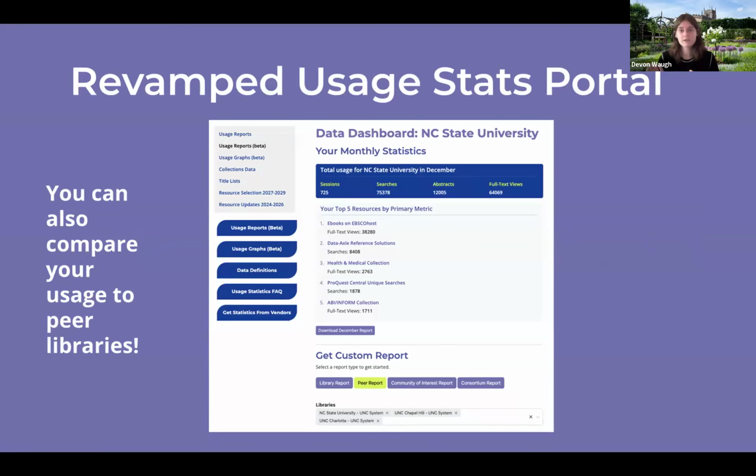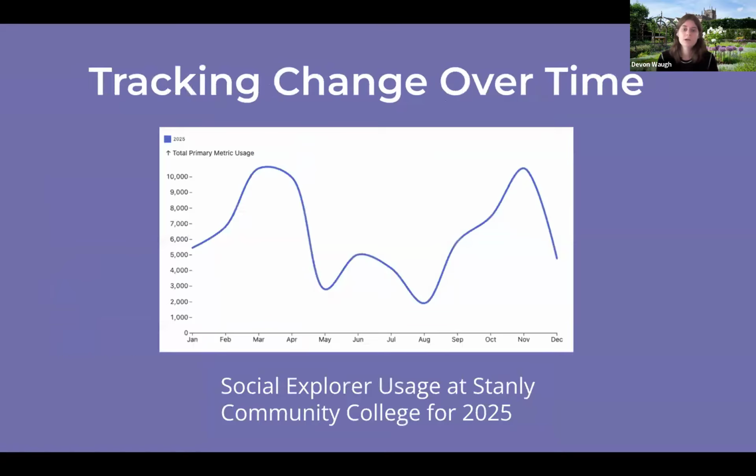So if you're logged in with your library on the NC Live website, you can automatically see when you get to this page your total usage for the previous month. This is kind of an older screenshot from last month. And then you can generate a custom report or graph on all your NC Live resources or particular ones. And so if you want to generate that graph, this is an example of Social Explorer usage at Stanley Community College for last year.